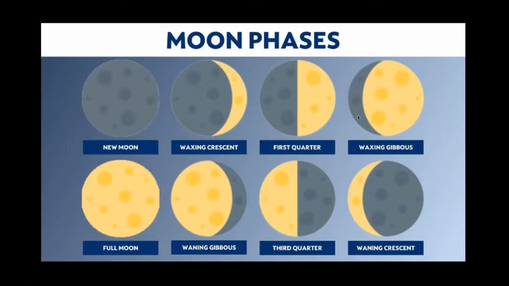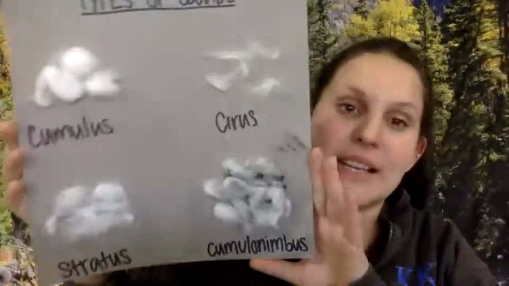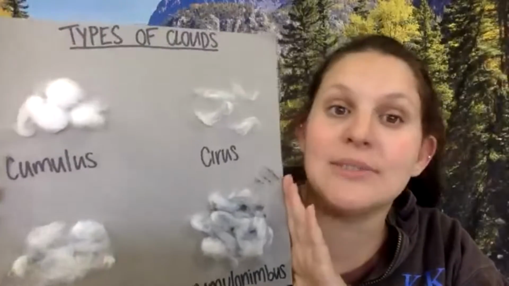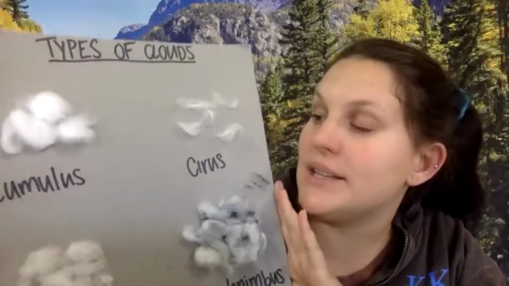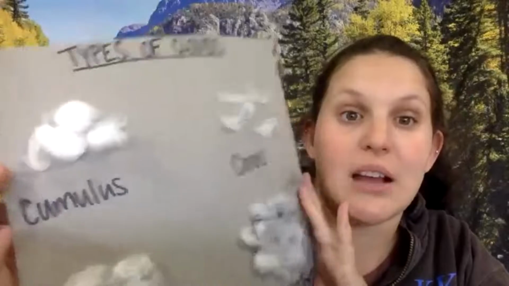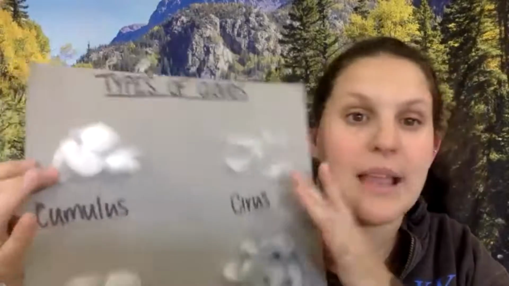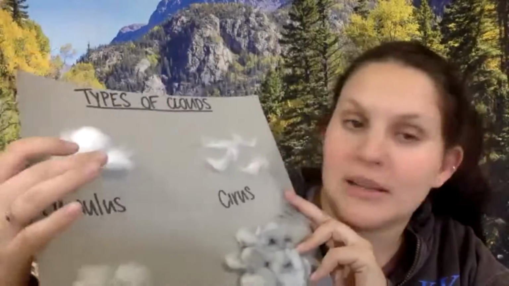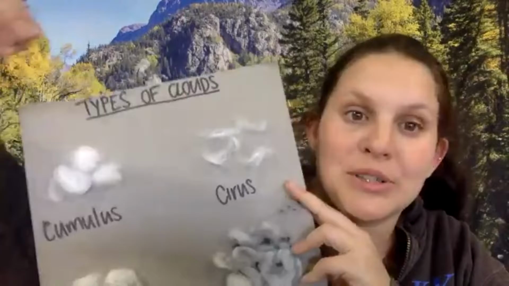All right, so that is all I have for the moon. But I did want to show you a quick craft that you can try at school or at home. And this is just to remember the different types of clouds. So I had fun making these. You just need a couple cotton balls and a piece of paper and a little bit of Elmer's glue, the runny glue.